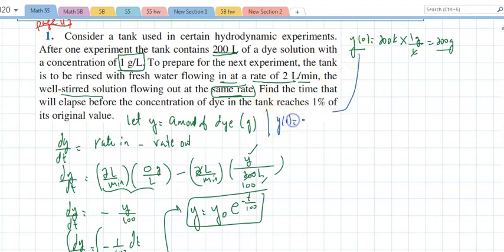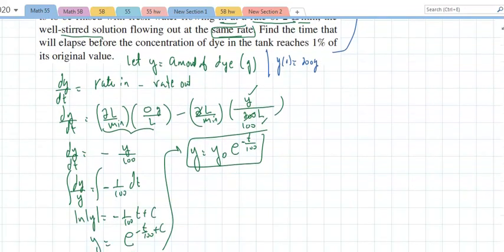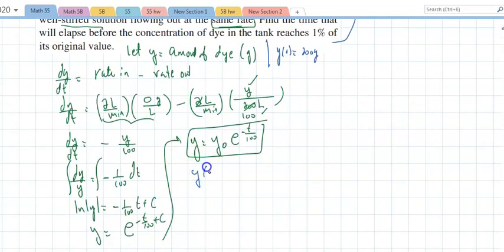Initially, I have 200 grams of the dye. So y of 0, I just want to warn you, it's not always that simple. This problem, since it's the first, is really straightforward. y naught, or c, times e to the 0, and that's 200. So I get y naught equal to 200. Now my equation becomes y equals 200 e to the negative t divided by 100.